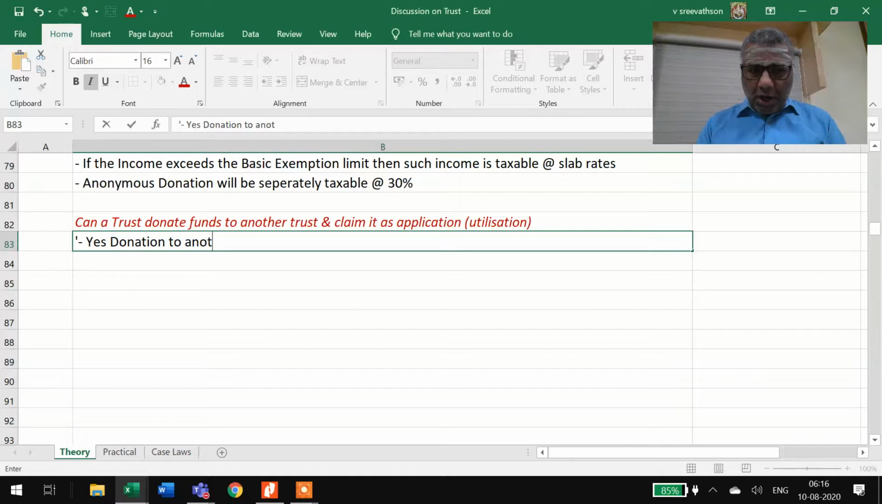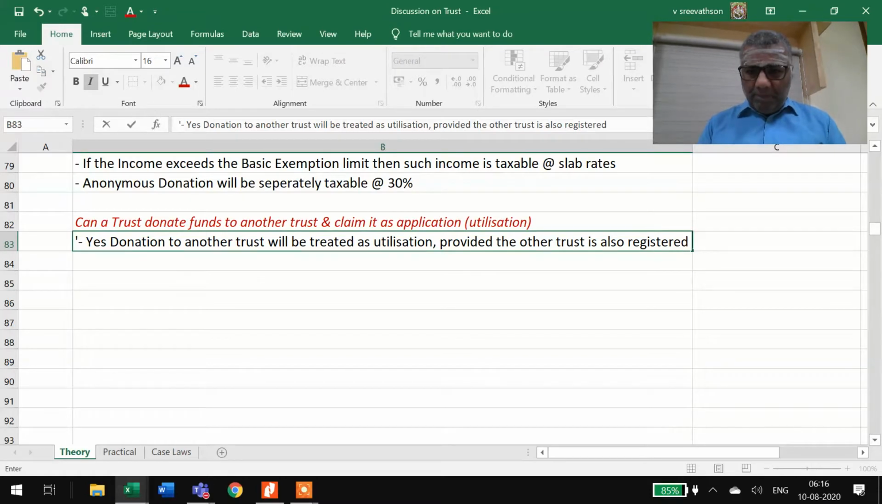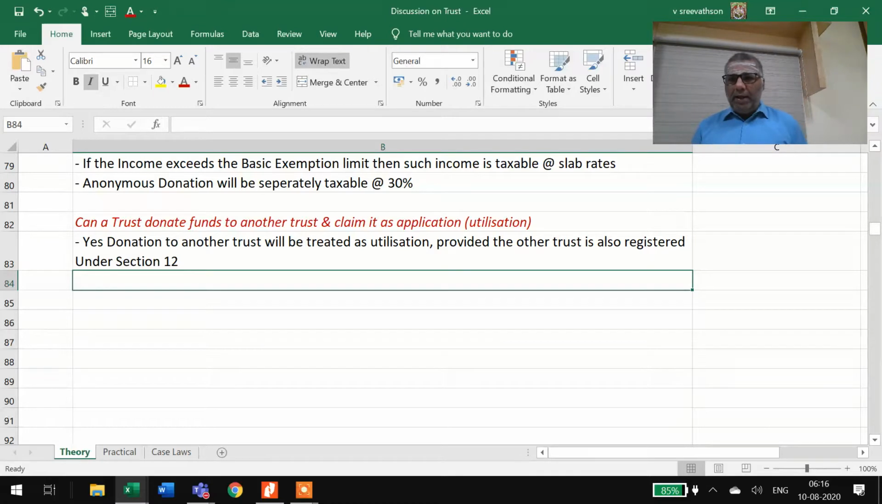Donation to another trust will be treated as utilization provided the other trust is also registered under section 12. You cannot donate to an unregistered or private trust. You can donate to another public charitable trust which fulfills the registration requirements. And then yes, you can do that.